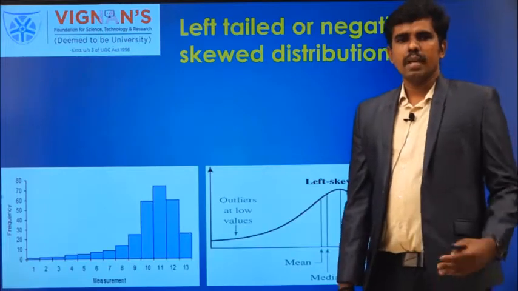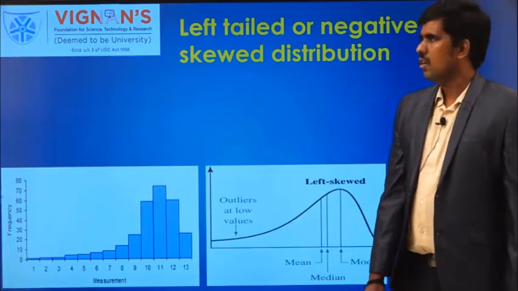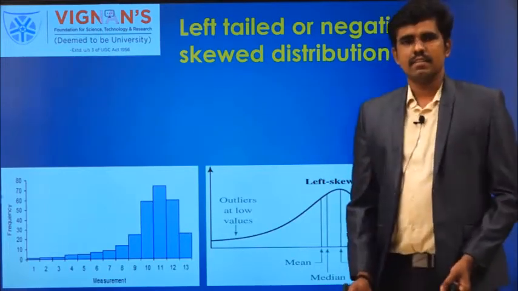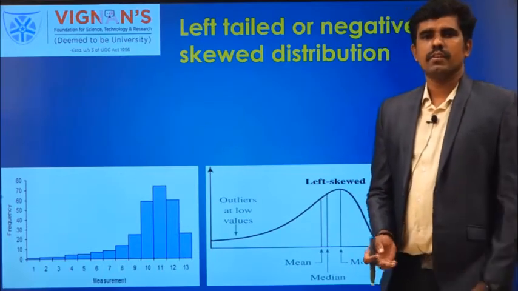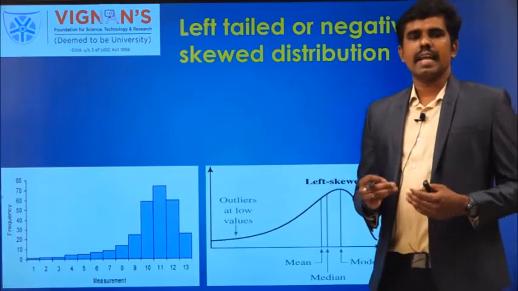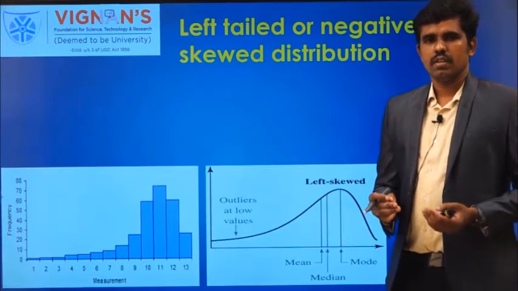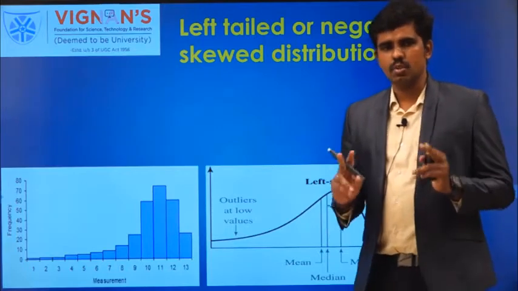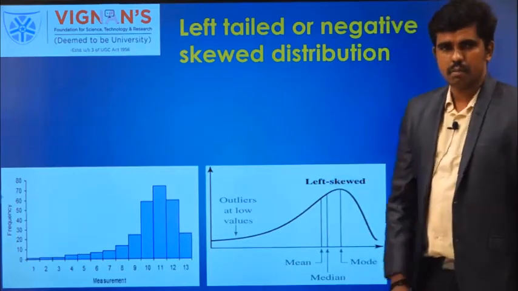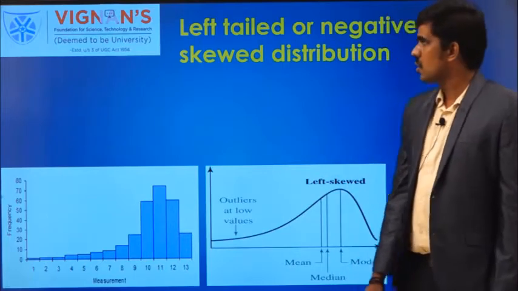So there are two types of skewed distribution. One is left tailed, normally we call that negatively skewed, and the other one is right tailed distribution, which we call positively skewed distribution. So there are two types. First I am going to explain the left tailed skewed distribution.